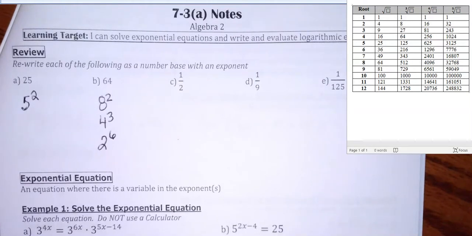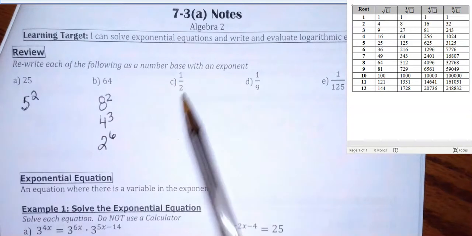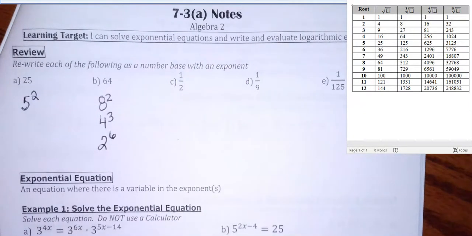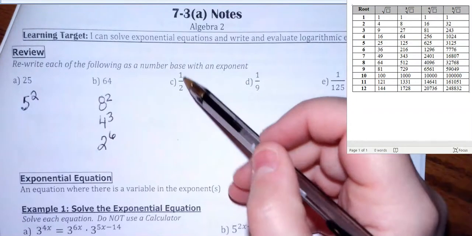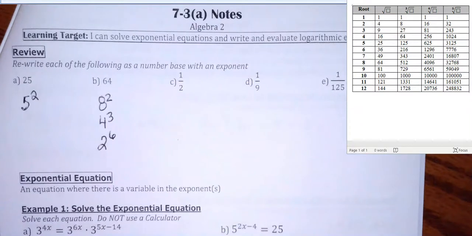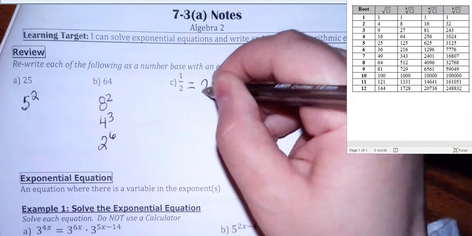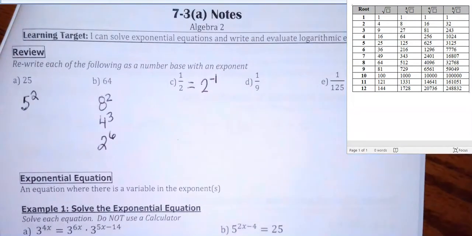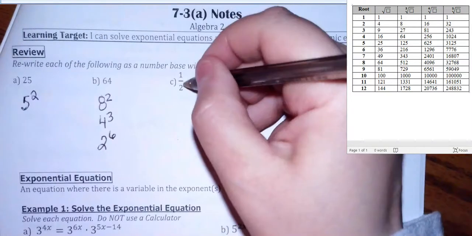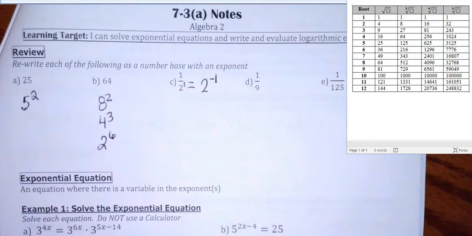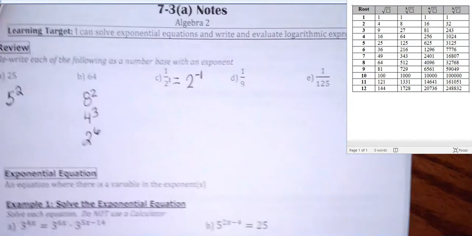Okay, the other thing I want to review with you really quickly is what we have for negative exponents. So this is 1 over 2. I just want to remind you another way I could write that would be 2 to the negative 1 power. So if you have a fraction, you can turn that into a number base with a negative exponent. This is just 2 to the first. 2 is not on any list over there that you're going to rewrite in any other way.